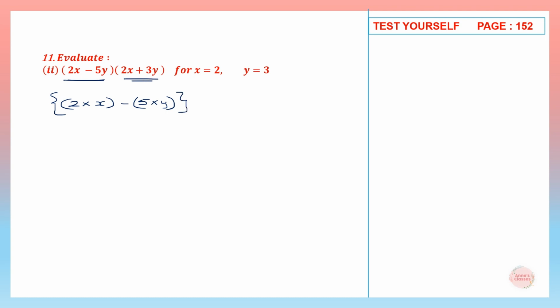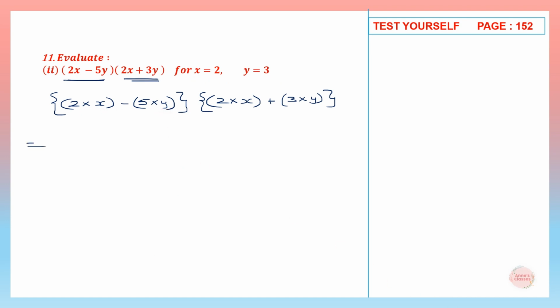Now let's take this part. 2x means 2 into x plus 3y means 3 into y. So again here I have just expanded this, and let's put that also within brackets. Now we're going to substitute x with 2 and y with 3. So wherever we have x we're going to put 2, wherever we have y we're going to put 3.